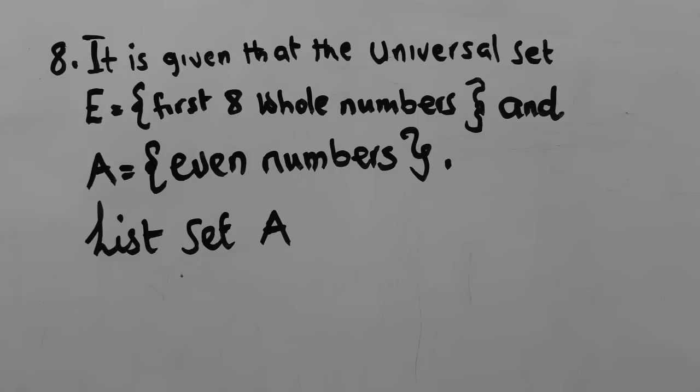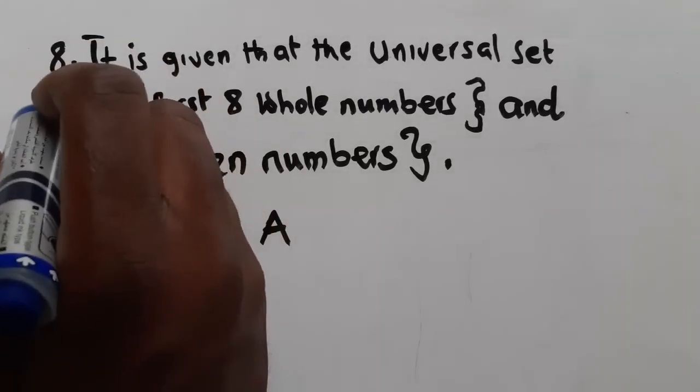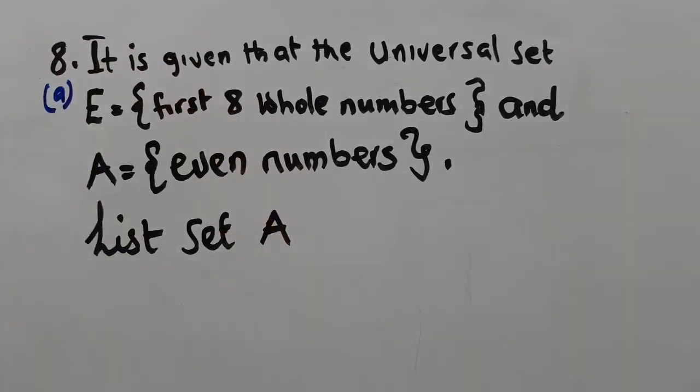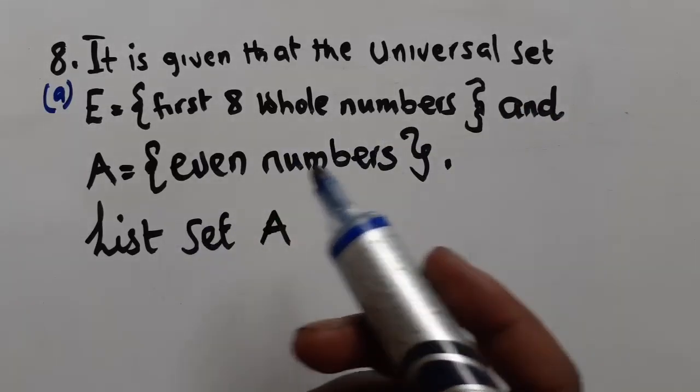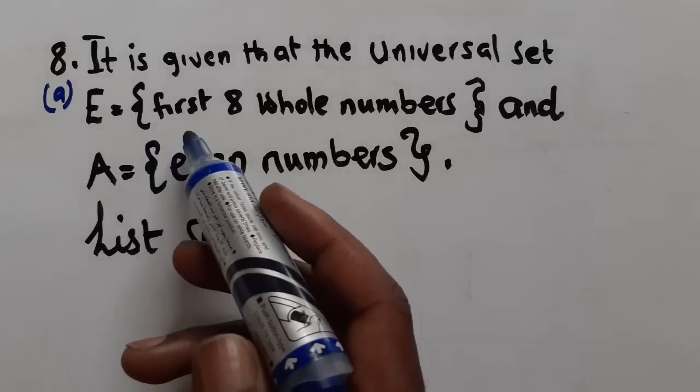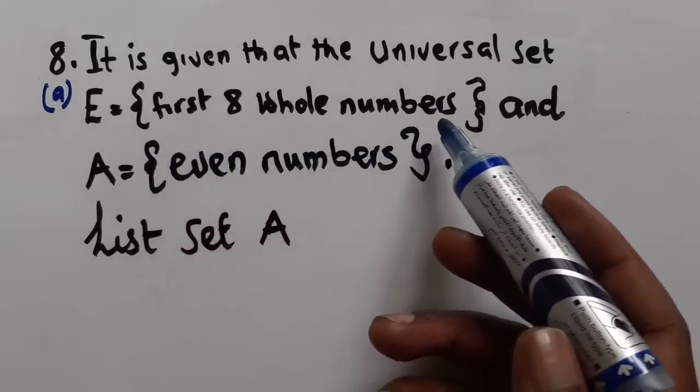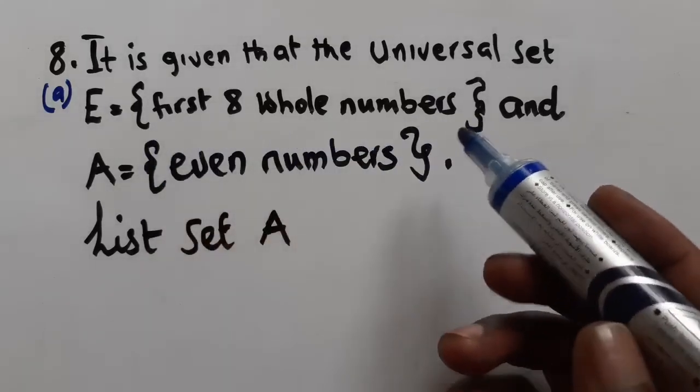This is question 8a. Question 8 has got 2 parts. It has got A and B. So please take note, this is question A. Now it is given that the universal set is equal to the first 8 whole numbers.